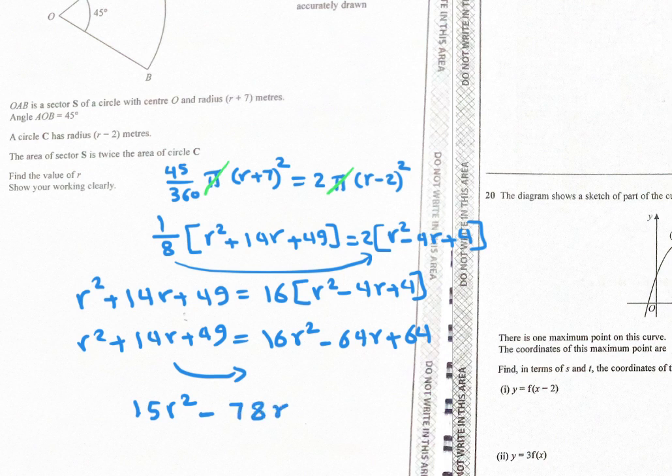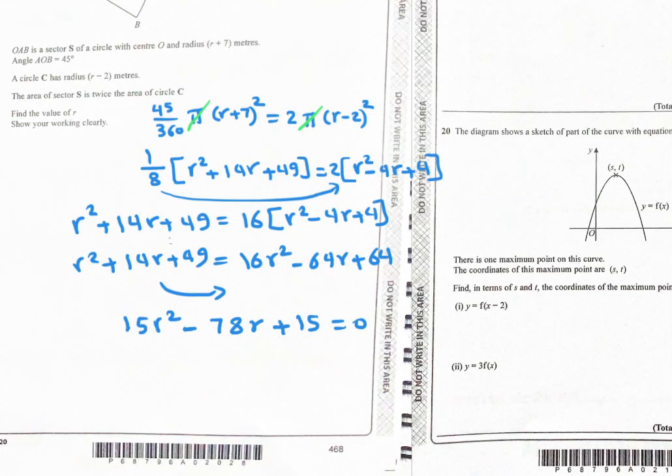78r, and 64 minus 49 equals 15, so plus 15 equals 0. We can divide this equation by 3 to cancel the common factor, so 5r squared minus 26r plus 5 equals 0. You can solve using factorization or use your calculator.